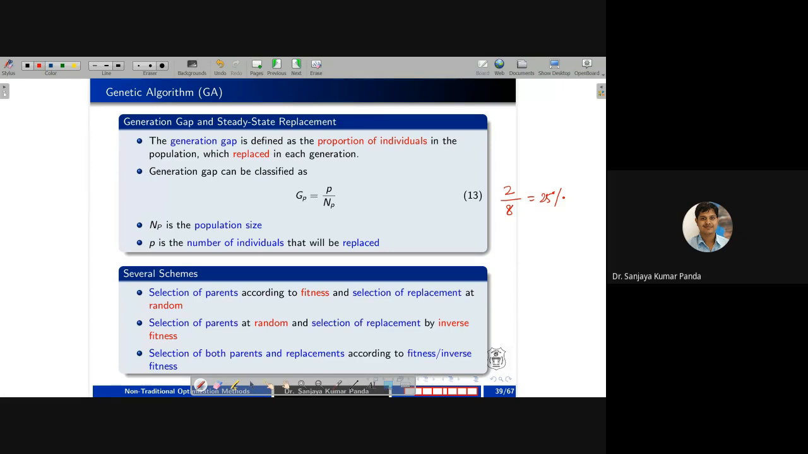There are some other methods also applied here, like how you are going to select the parents, or how you are going to make the replacement. For that, many schemes have been proposed in the literature. It may be selection of parent according to the fitness value, and selection of replacement based on random, without looking into any particular order. Similarly, selection of parent can be done randomly and selection of replacement done inverse fitness-wise, or both parents and replacement can be done based upon fitness or inverse fitness. In this way, you can apply the selection method to the initial population in order to get a new population.